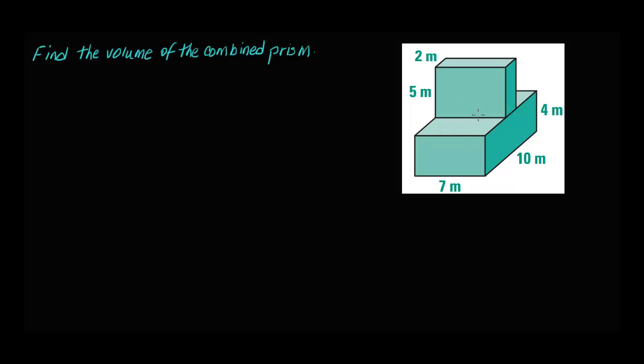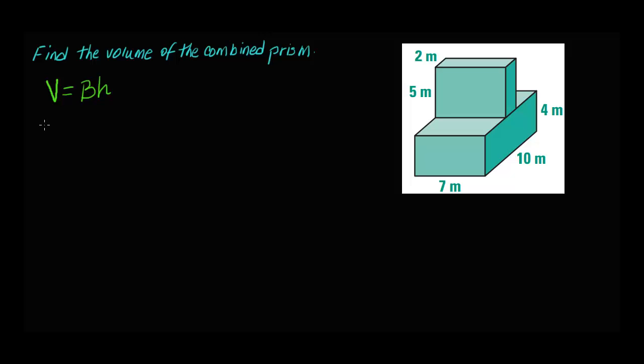So this is a combined prism. We don't have a formula to find the volume of the whole thing as a whole. We could find individual volumes and then add them together. So I'm going to find the volume of the bottom box. The bottom box is a rectangular prism, and you should know that the volume for a prism is B times H. That means the area of the base times the height.